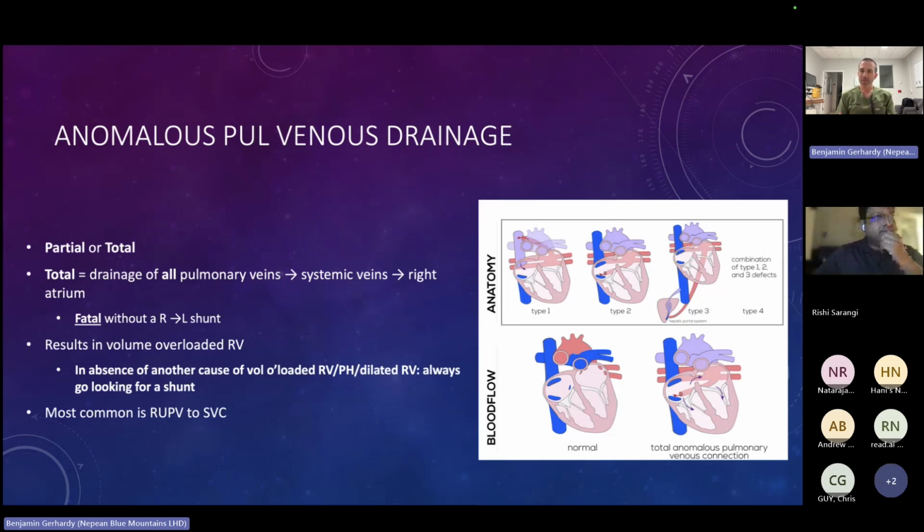There are different types. The types don't really matter. They relate to where the pulmonary veins plumb. Do they plumb in above the heart, so supracardiac, or intracardiac, or infracardiac? And then type 4 is like a mix of them.